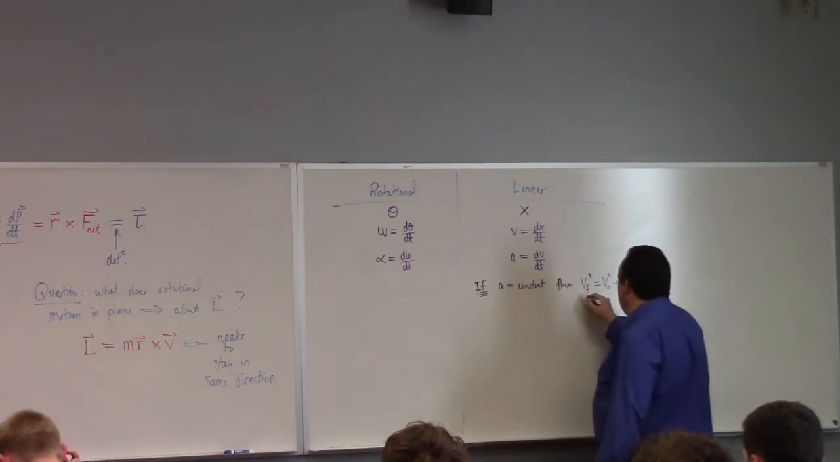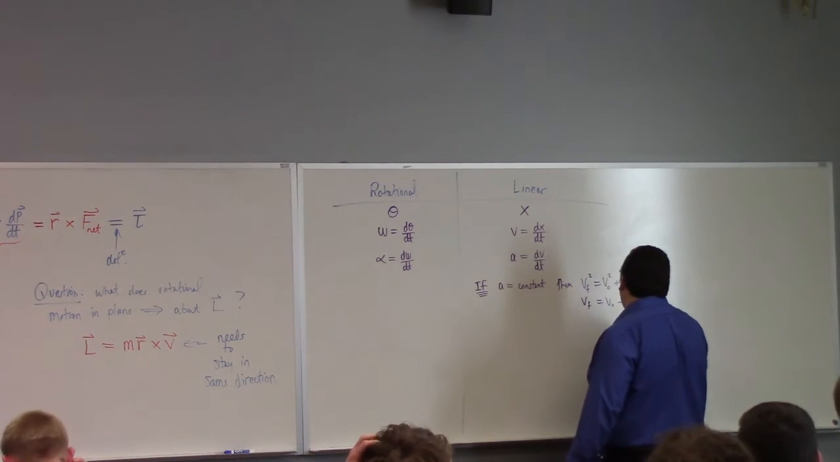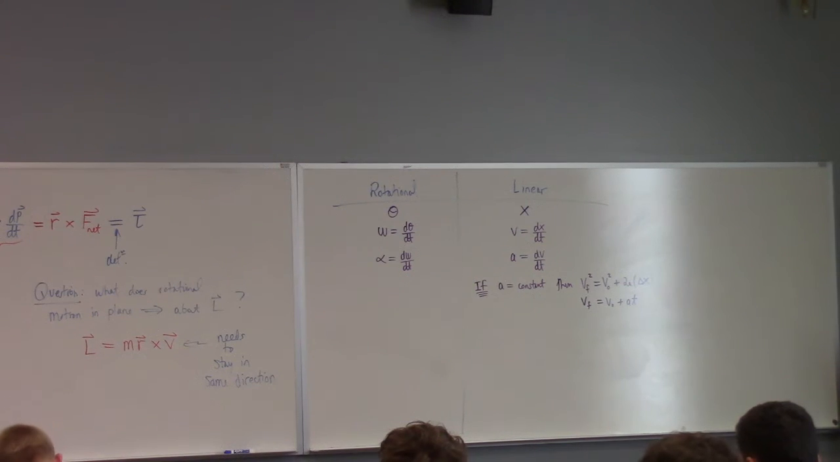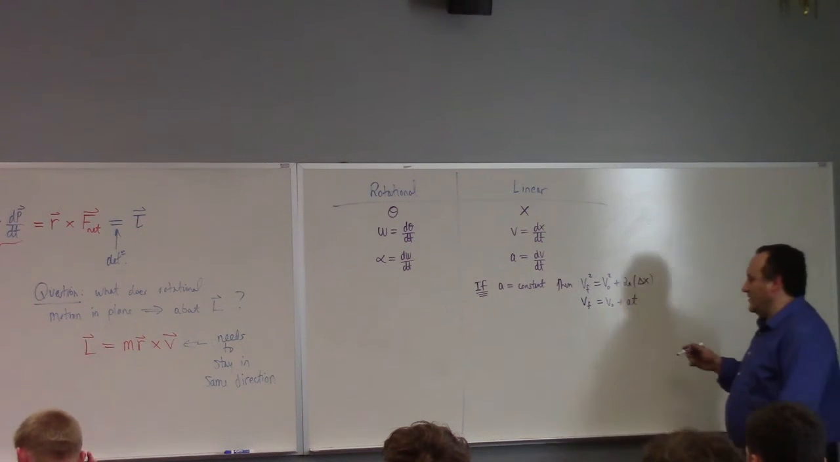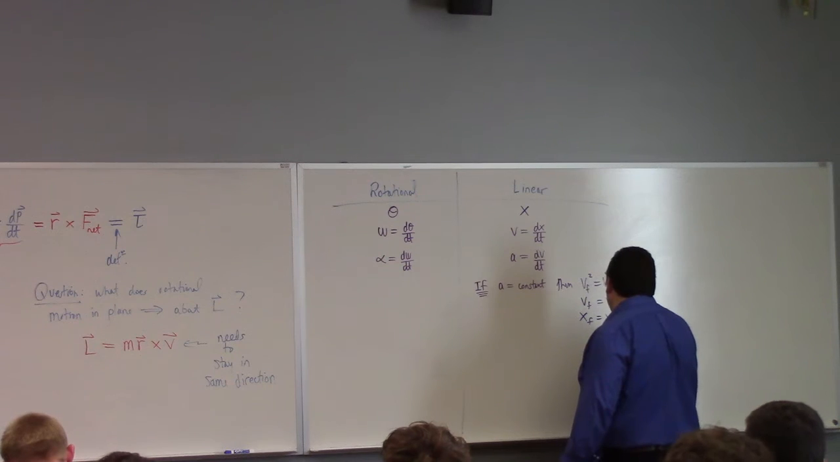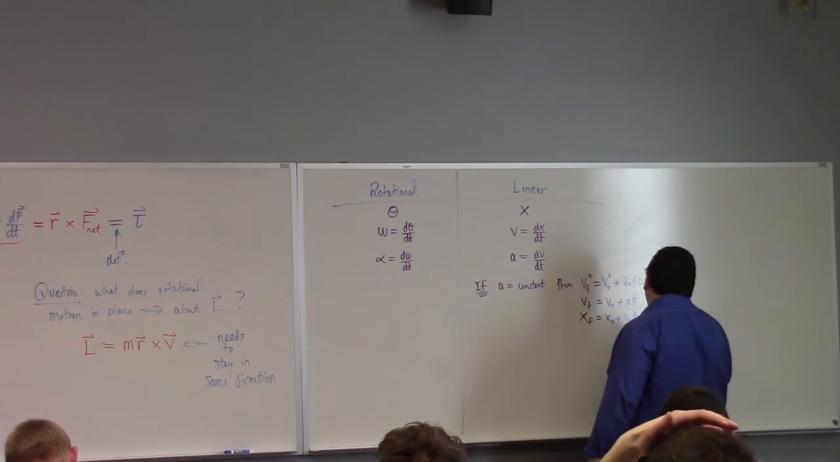You have Vf equals what? V naught plus a times t, right? If we're assuming we base things at time 0, for the sake of making the formulas as unannoying as possible, what's the position formula? Xf equals x naught plus v naught times t plus 1/2 a t squared, right?